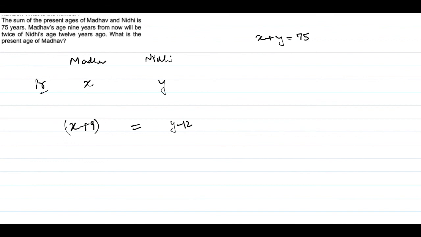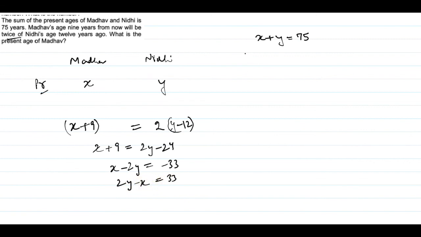And what is the relation between them? Madhav's age will be twice of Nidhi's age. So this is 2 times y minus 12. So x plus 9 equal to 2y minus 24. So x minus 2y is minus 33, or 2y minus x is 33. So this is the second equation. 2y minus x is 33.